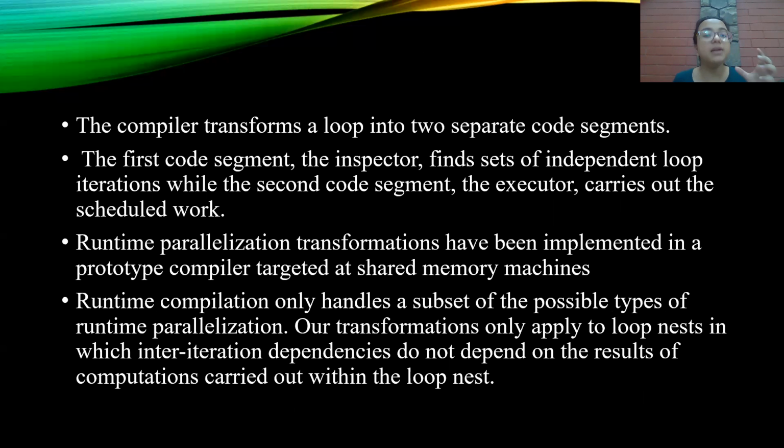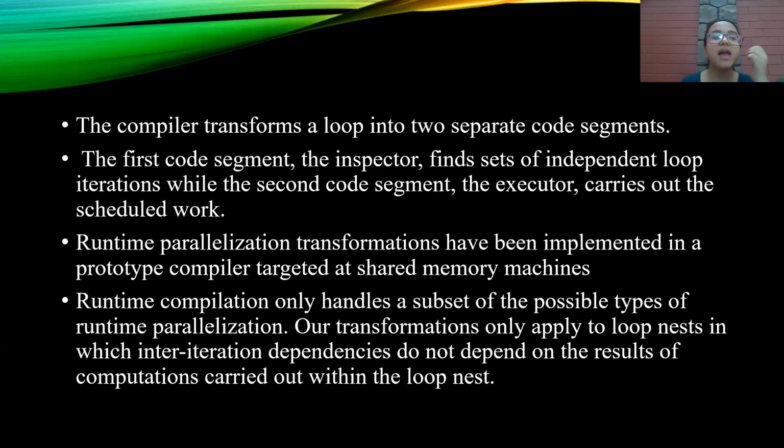Here the compiler transforms the code into two separate code segments. The first code segment is known as the inspector. Here is a keyword: the inspector. It finds the set of independent loop iterations in the whole program, all the independent loop iterations which can be done. The second code segment is the executor, which carries out all the scheduled work which is pre-planned.